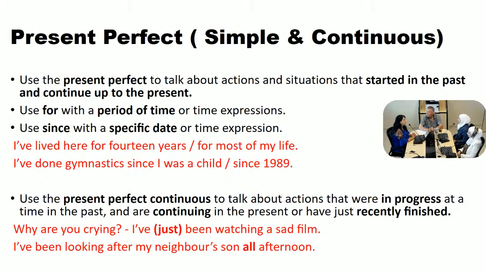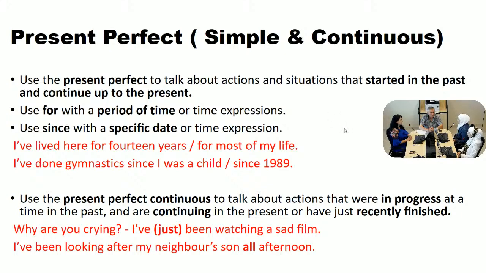First, we use the present perfect to talk about actions and situations that started in the past and continue up to the present. We use for and since with the present perfect simple. For is used with a period of time or time expressions, and since is used with a specific date or time expression. We have examples. I've lived here for 14 years. Here 14 years is a period of time, and for most of my life. I've done gymnastics since I was a child or since 1989.